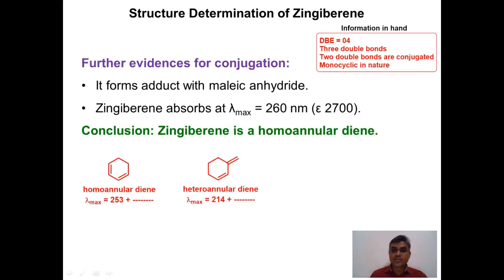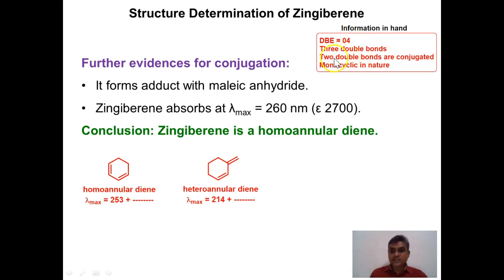So we have progressed a lot as far as the structure of gingiberine is concerned. We have proved that it contains four unsaturations. Out of four unsaturations, there are three double bonds. Two double bonds are conjugated because it responds to metal dissolving reductions, and there is the presence of one ring here. It is monocyclic in nature. So three double bonds and the one monocycle correspond to 4 degrees of unsaturation.